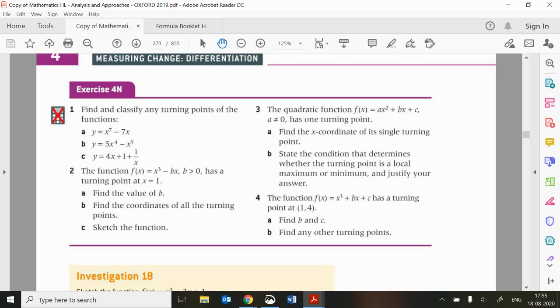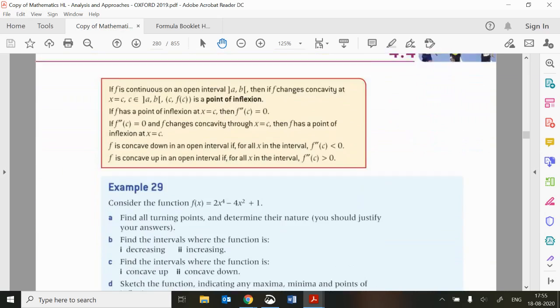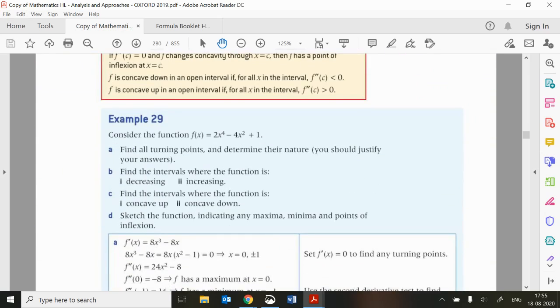There's 4 questions there. And let's have a look to what's happening next time. We're talking about points of inflection next time round. So we've done a bit of that already. We're going to formalize that next time round.